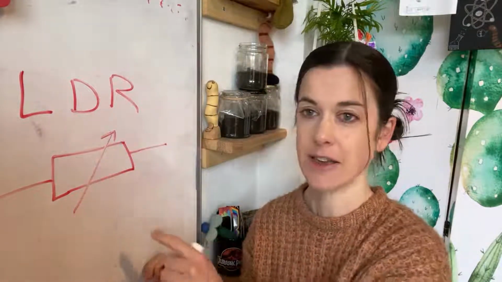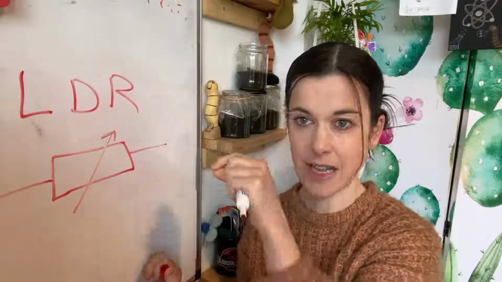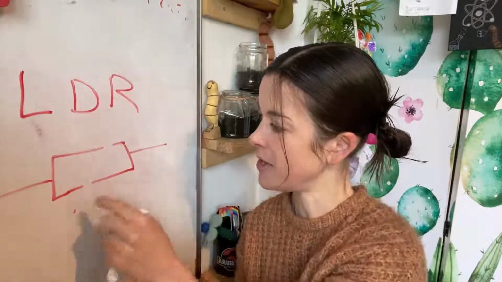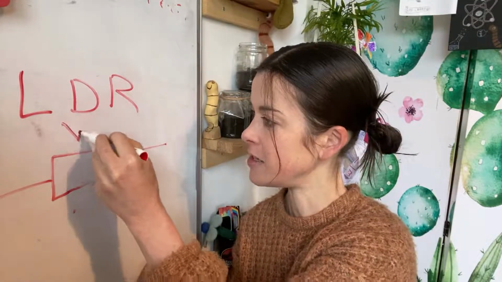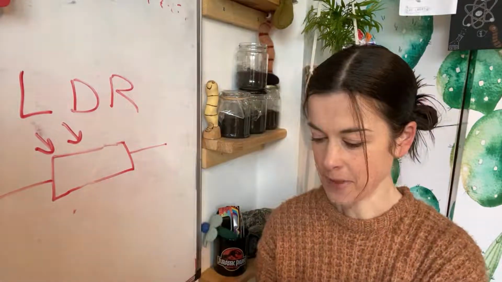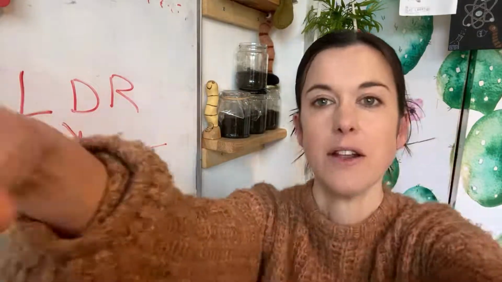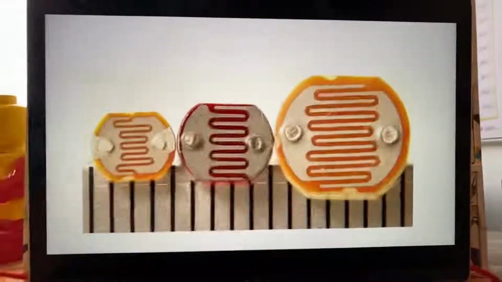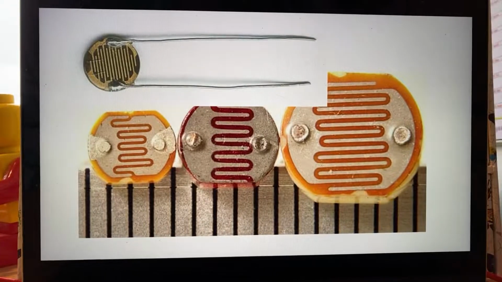The variable resistor, you can change the resistance of it. It's the slidey thing, the arrow is stabbed through it. A light-dependent resistor just has light shining on it, like that, okay? Here's a picture of what they look like. They're really quite beautiful. Here's one that's got 3.